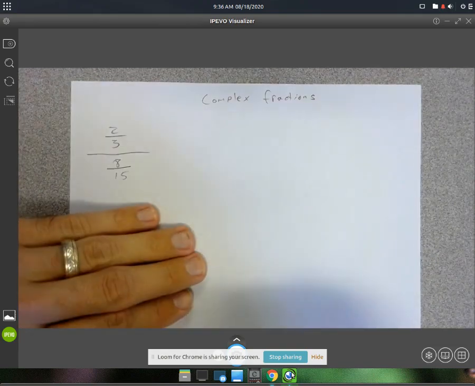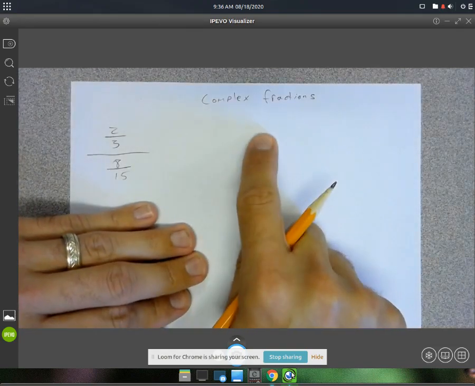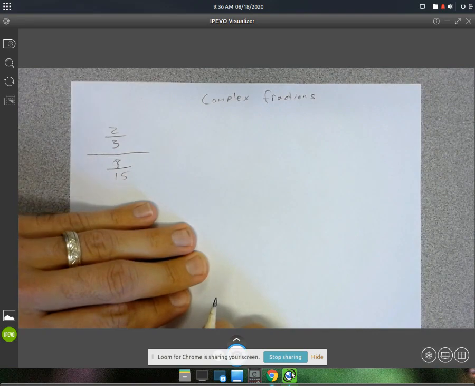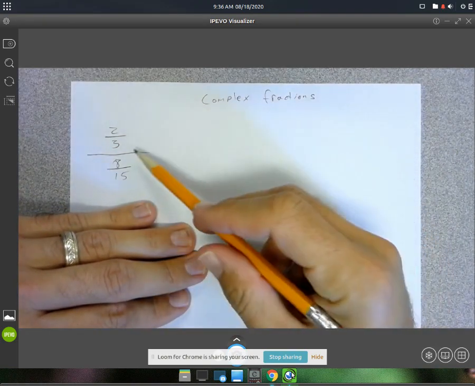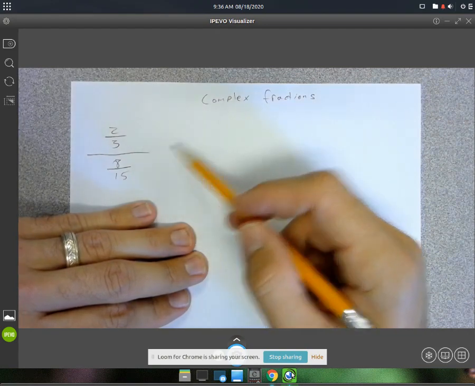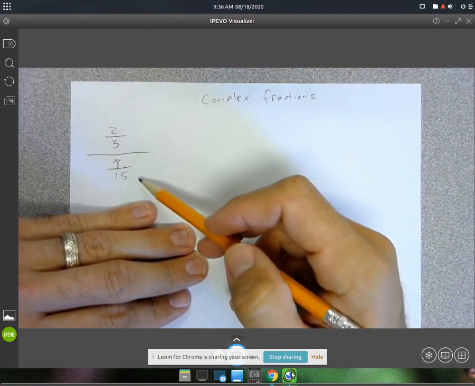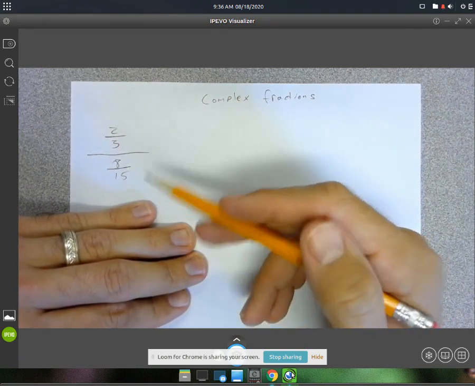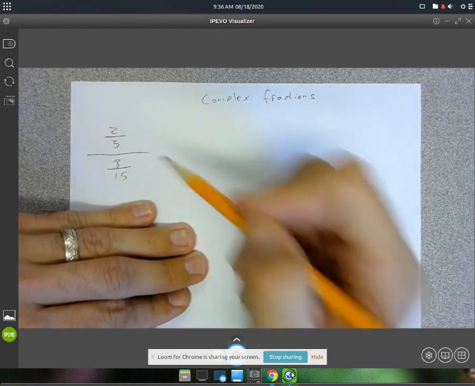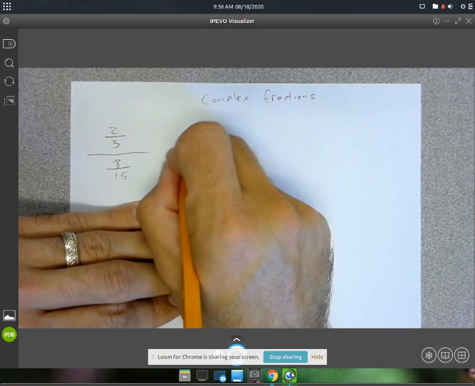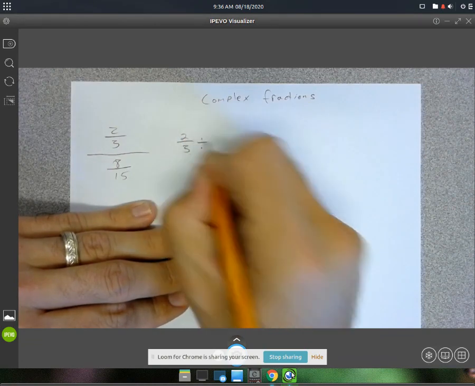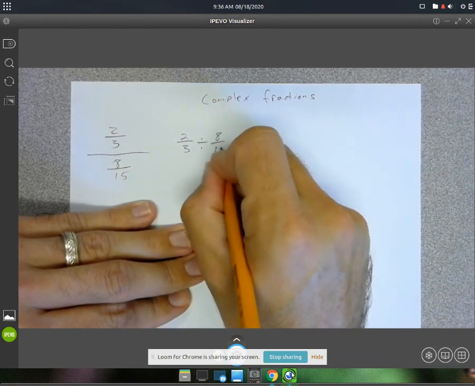All right, so in this video, we're going to be looking at complex fractions. We'll start the conversation anyway. So a complex fraction is a fraction where the numerator or the denominator is a fraction itself. So we've got a fraction on top of a fraction. Now this one can be rewritten as 2/3 divided by 8 over 15.